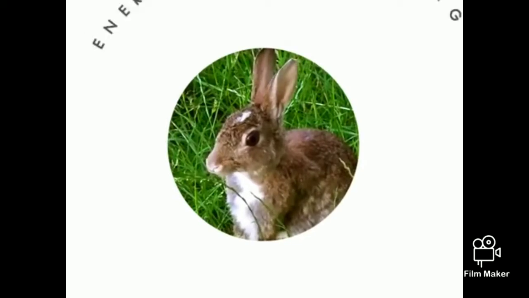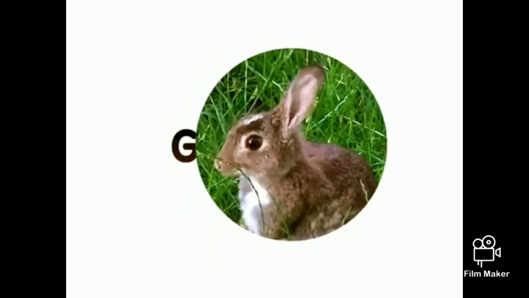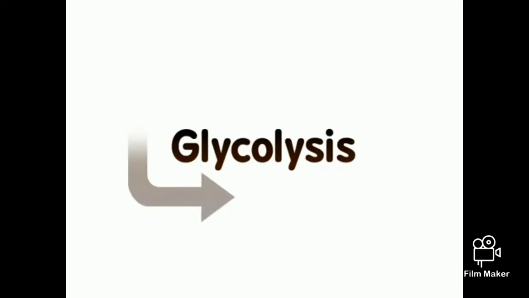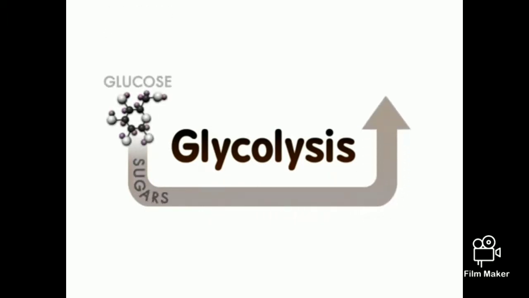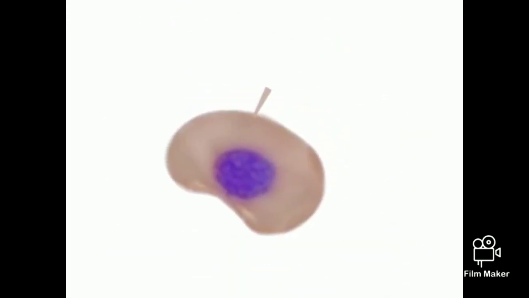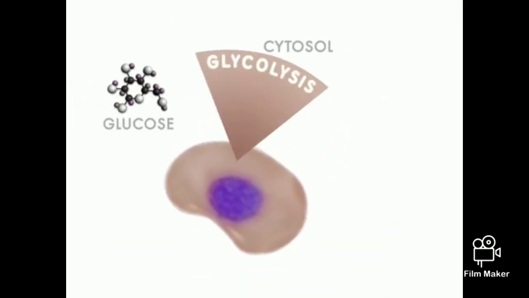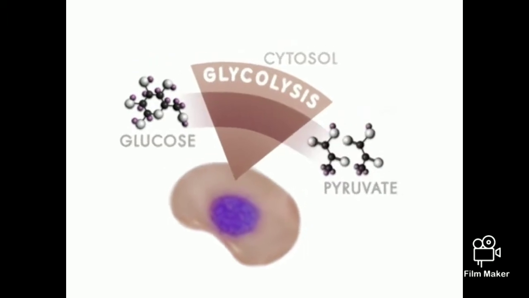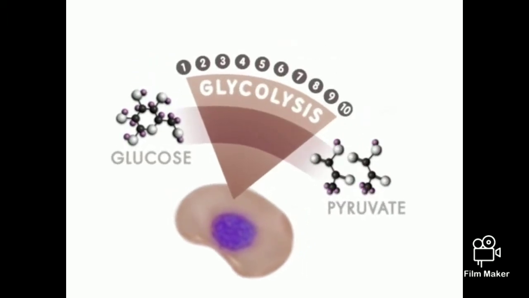Biological organisms require energy to survive. Glycolysis is one of the pathways cells use to transform sugars like glucose into biochemical energy in the form of ATP. In the cytosol of the cell, glycolysis converts glucose into pyruvate through a series of 10 enzymatic reactions.